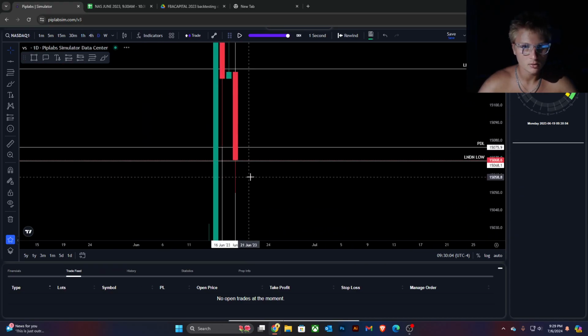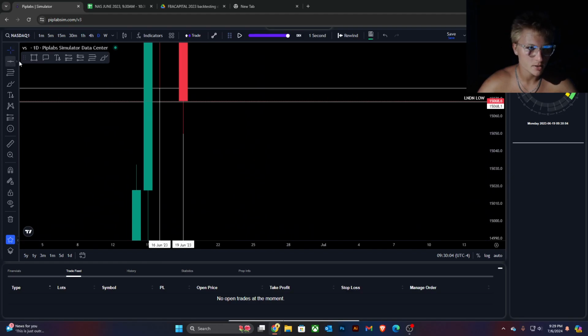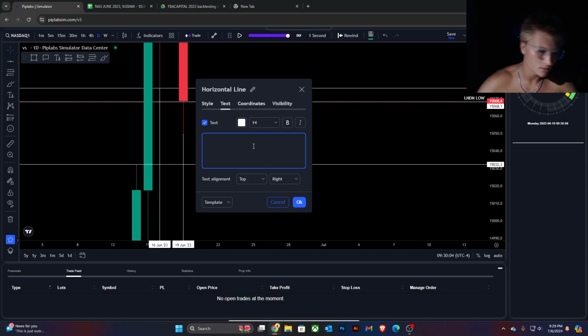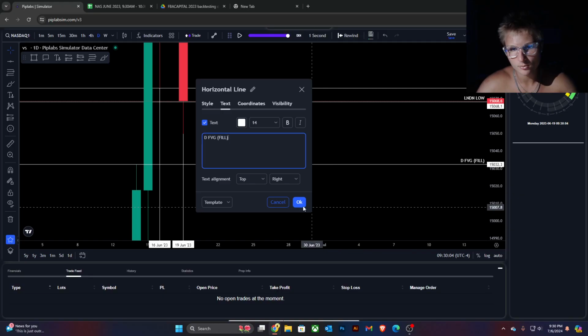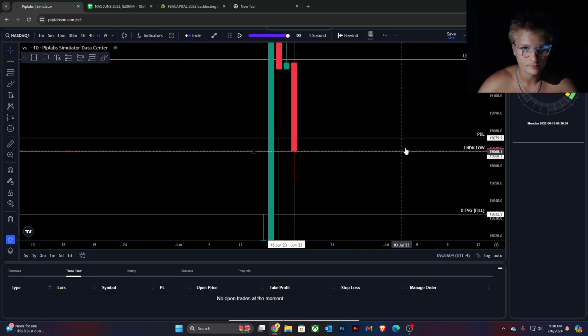But yeah, right now, let's mark up any daily gaps here in price. Right here, see we got this daily fair value gap. That price could be drawing to fill right now.